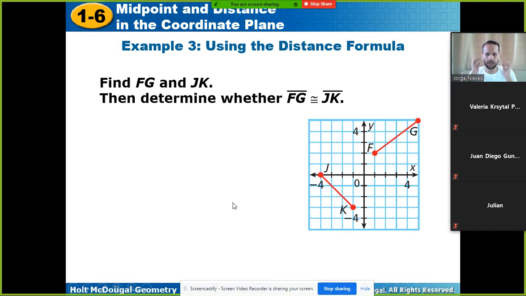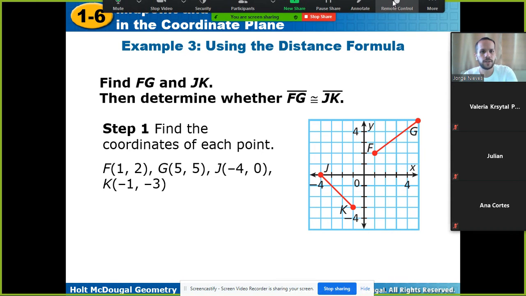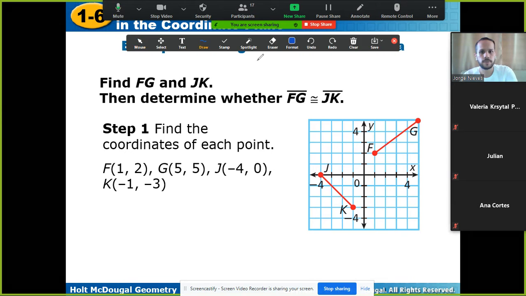Okay, so let's do example 3. It says find FJ and JK, then determine whether segment FJ is congruent to JK. So we got the coordinates. So the next step we have to do is substitute that in our distance formula. We know that these are the coordinates, for example.